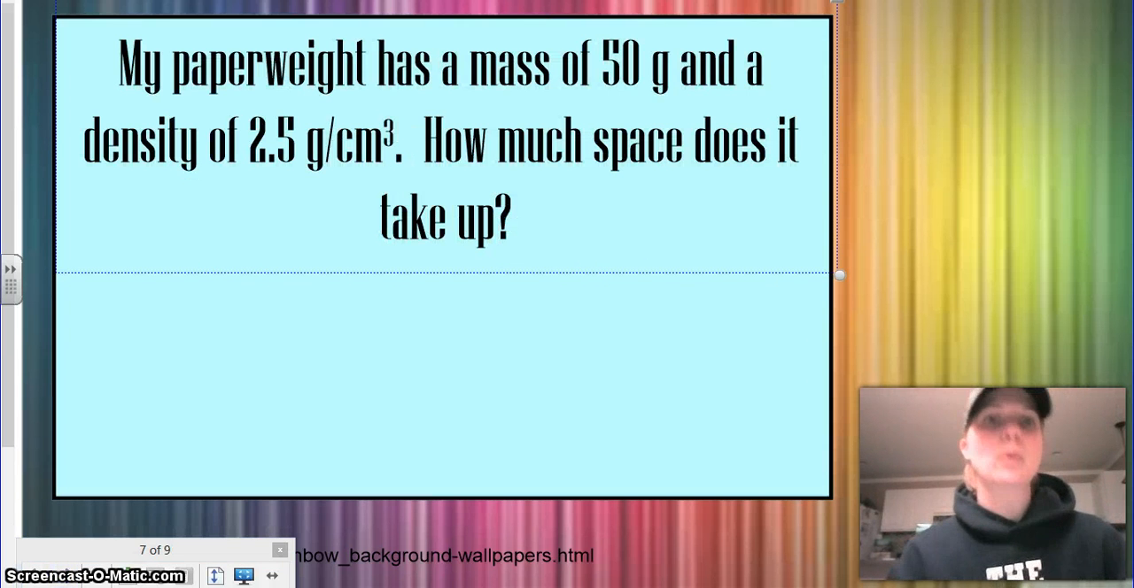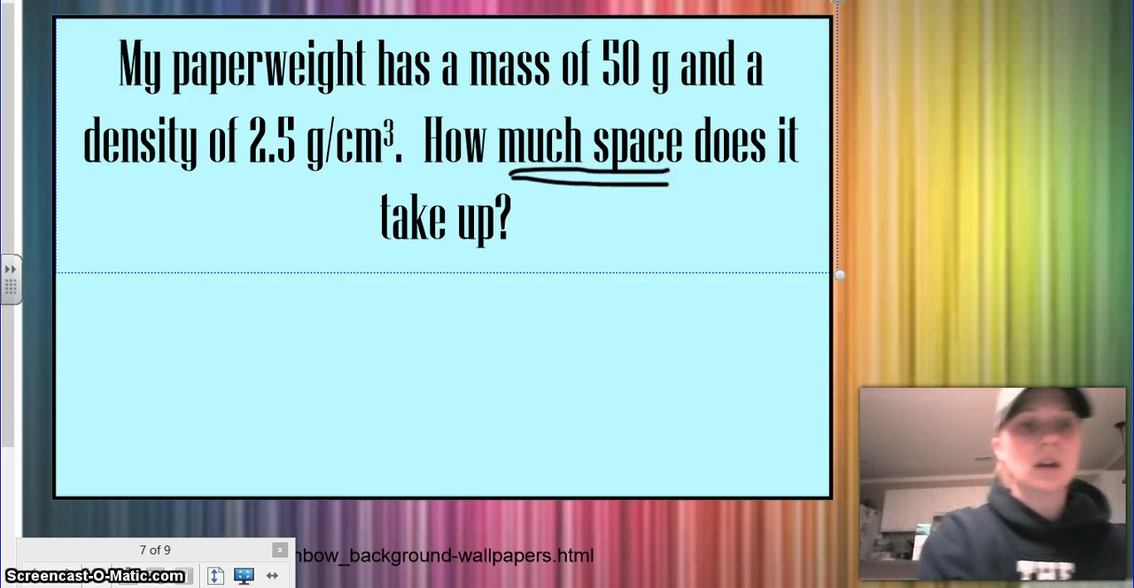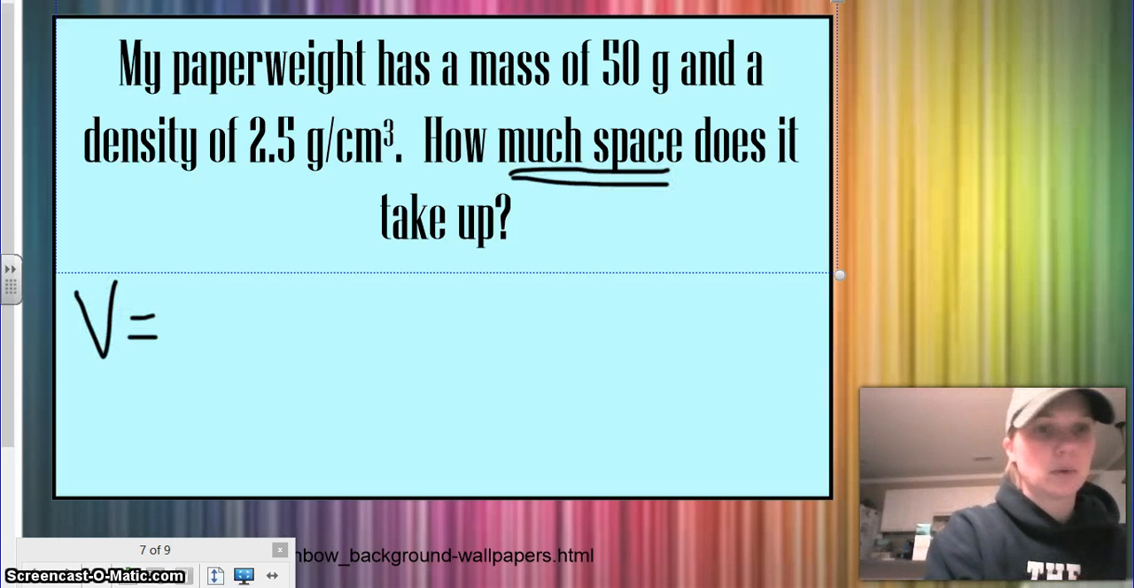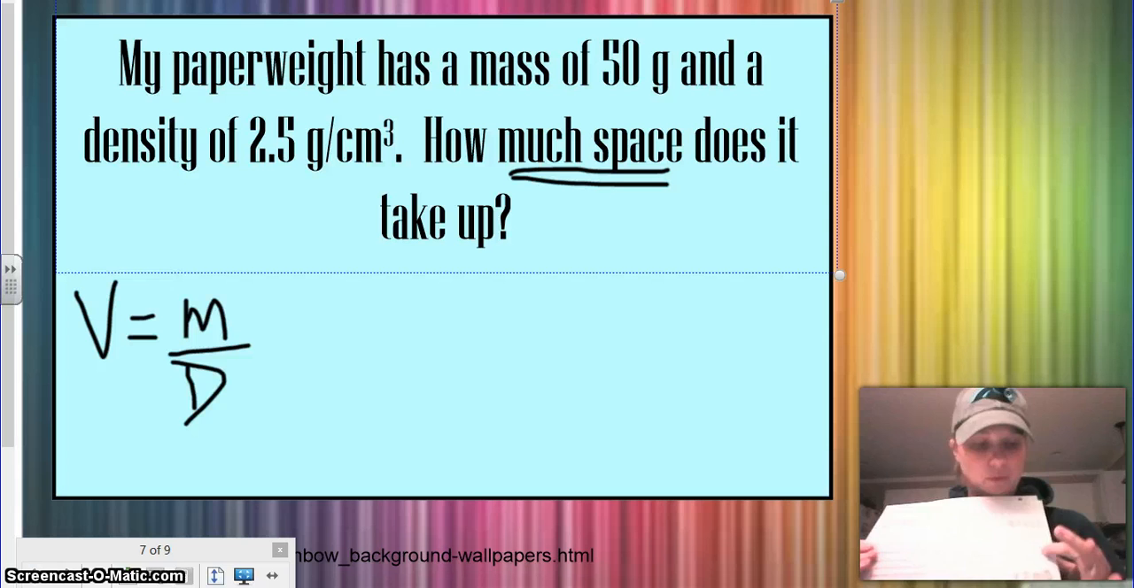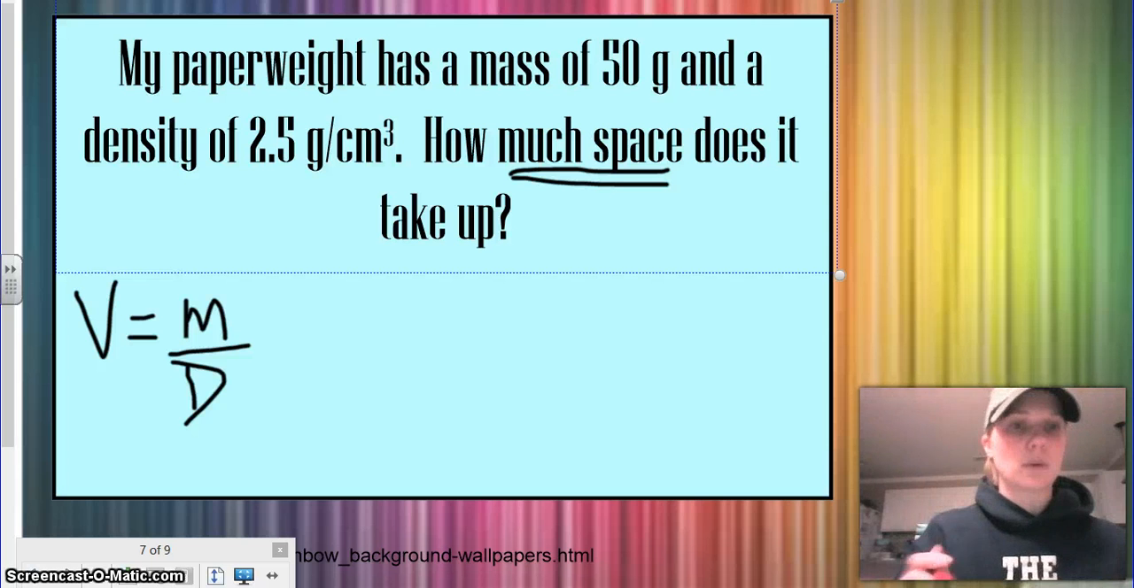It says, my paperweight has a mass of 50 grams and a density of 2.5 grams per centimeter cubed. How much space does it take up? So I want to know how much space. So that's volume. Volume equals mass divided by density. And right now, it's right here on our paper. So we search right there and you've got the formula.